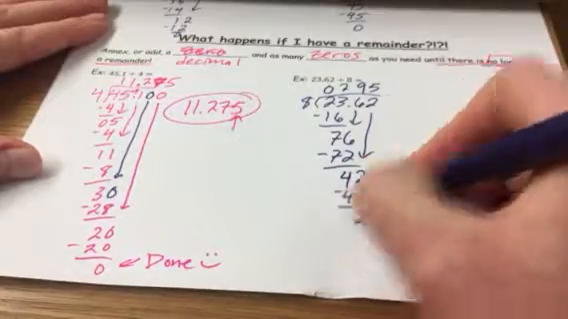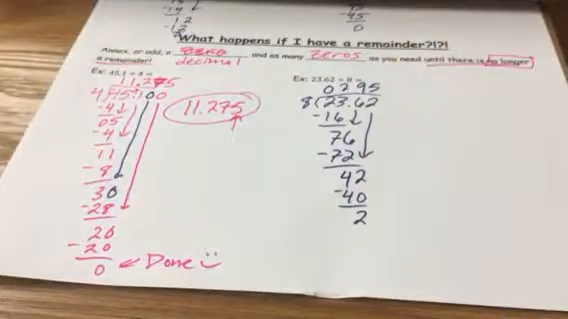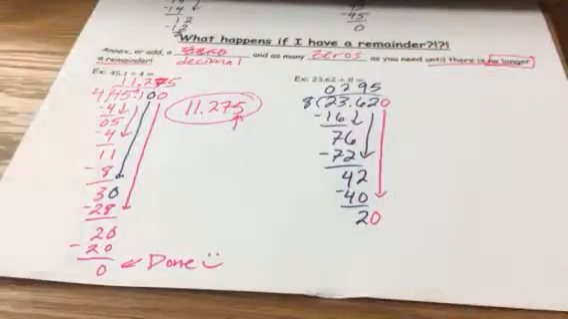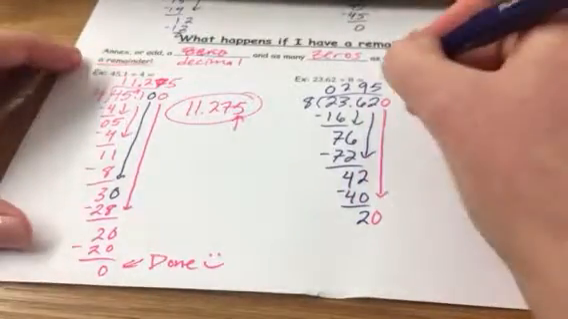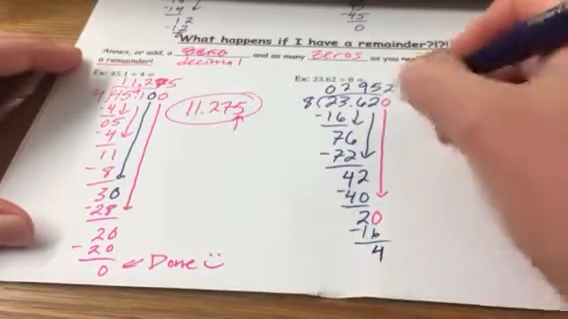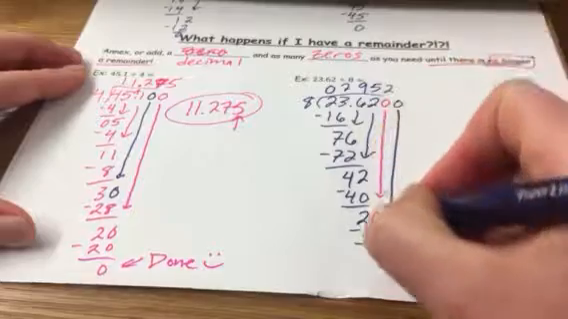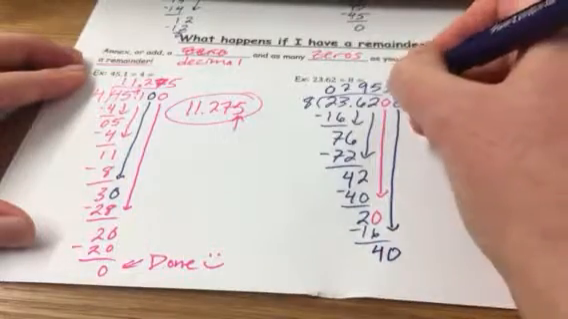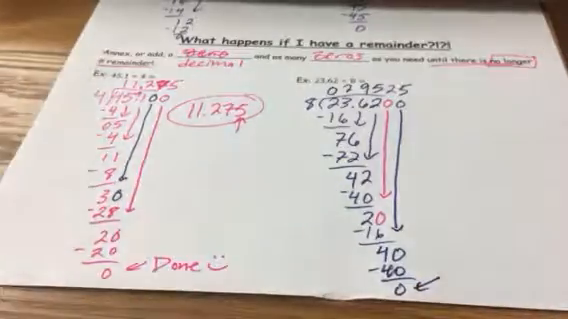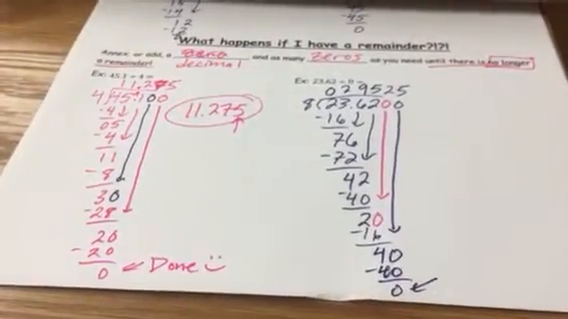I subtract 40. Now here is where I'm going to continue adding zeros and dropping them on down. 8 goes into 20 twice. I subtract 16. I get 4. I bring down one more 0. And that goes in evenly. 0 remainder. So I am now done.